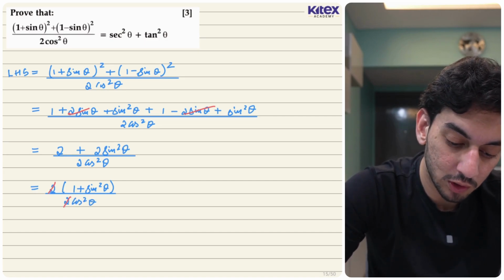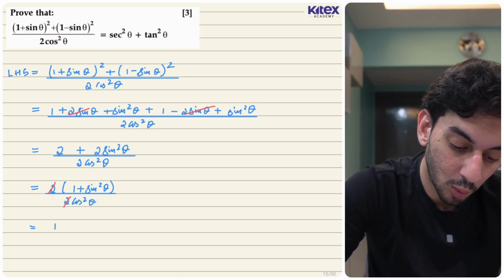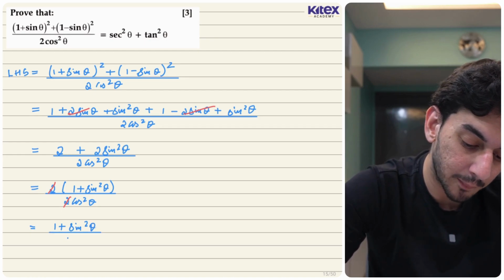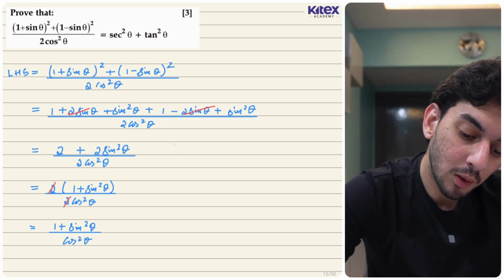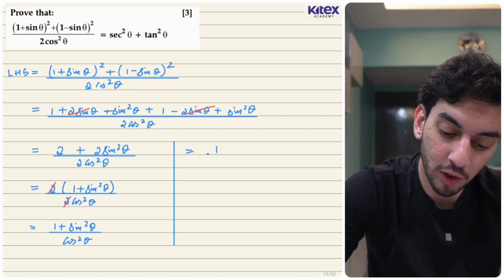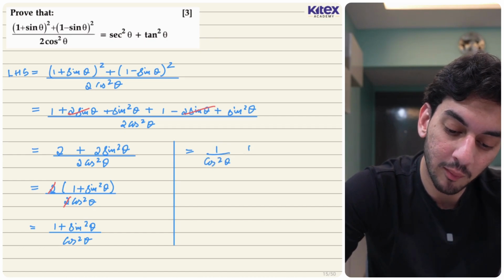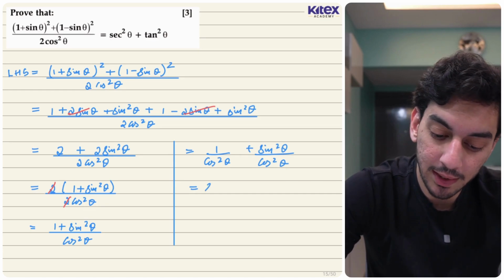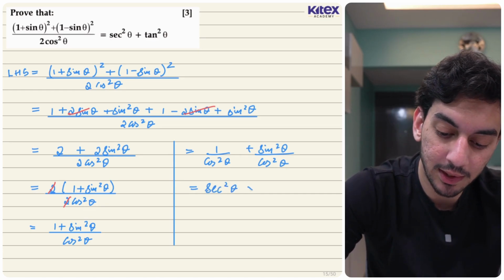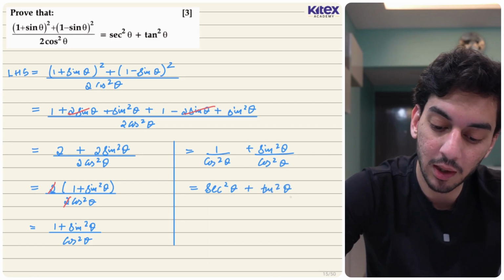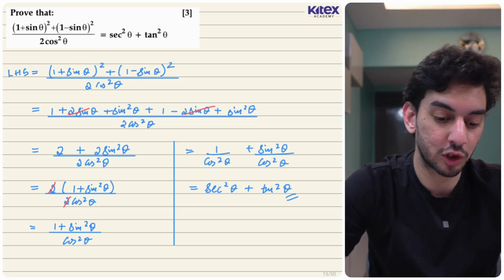Get rid of both the 2's and now I am left with 1 plus sin square theta over cos square theta. Now we can just split the denominator with both the terms in the numerator, so it becomes 1 over cos square theta plus sin square theta over cos square theta. 1 over cos square theta is sec square theta, and sin square theta upon cos square theta is just tan square theta, and that is what was required in the question.